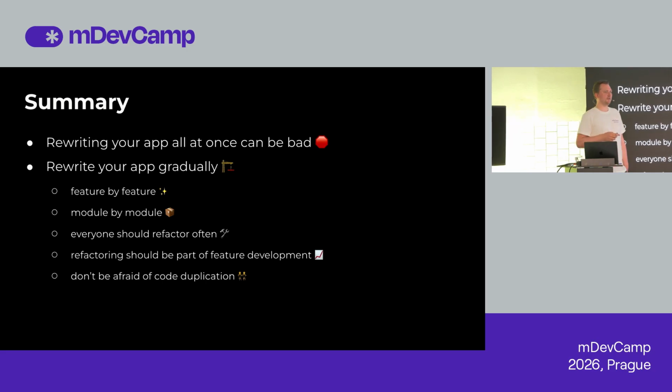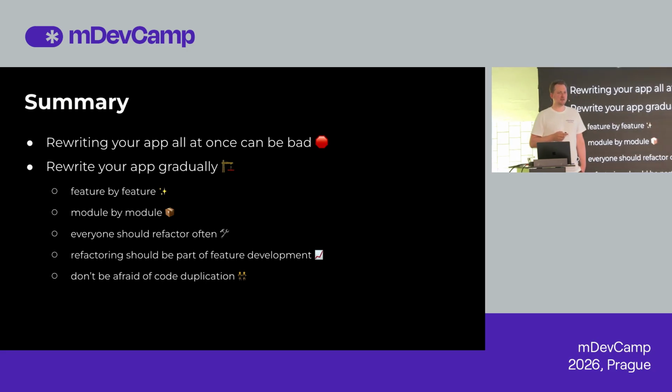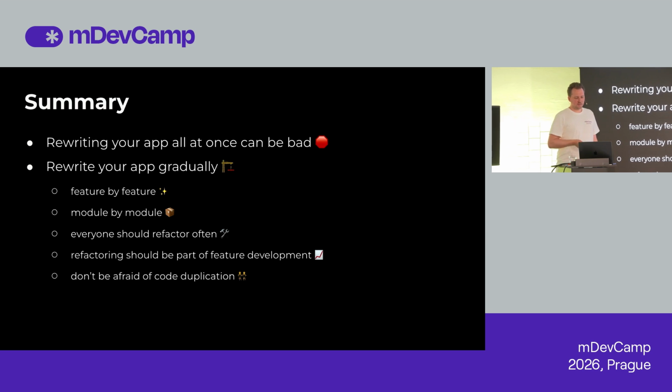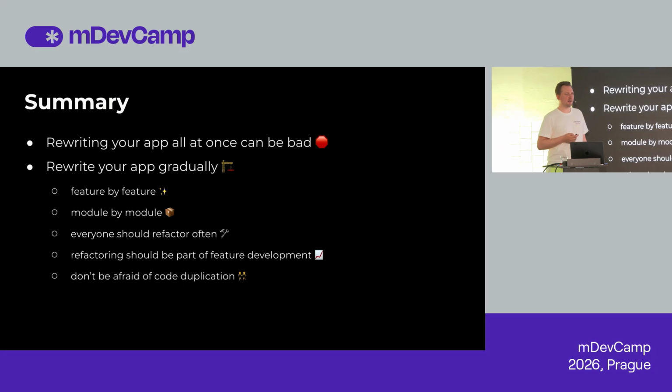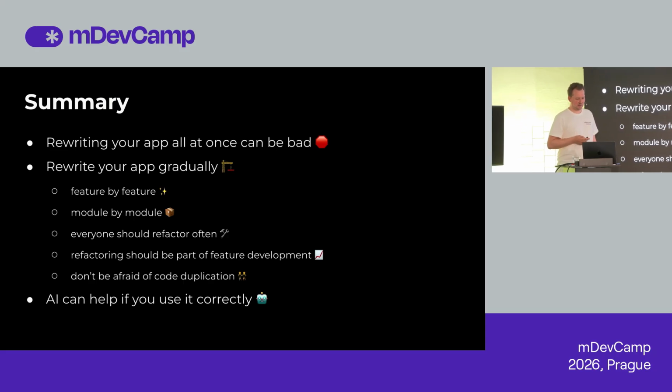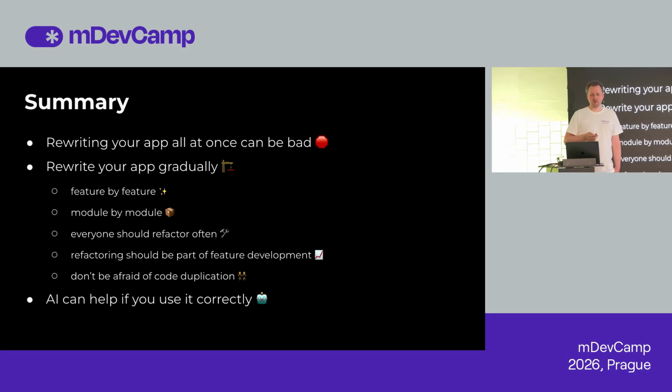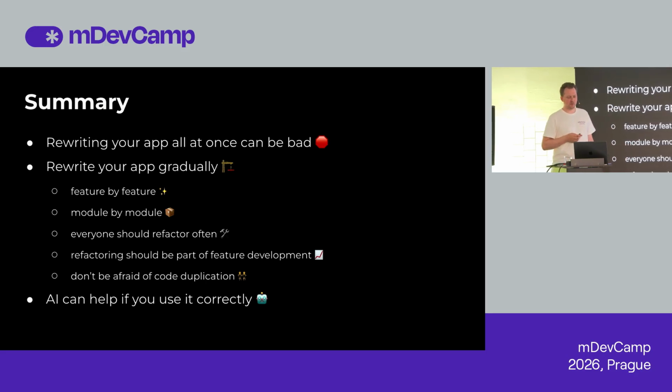Don't be afraid of code duplication. Avoiding code duplication leads to too much over-engineering. Sometimes, if it's temporary, code duplication is your friend. And in all of this, AI can help you. All these tools can help you if you use them correctly.